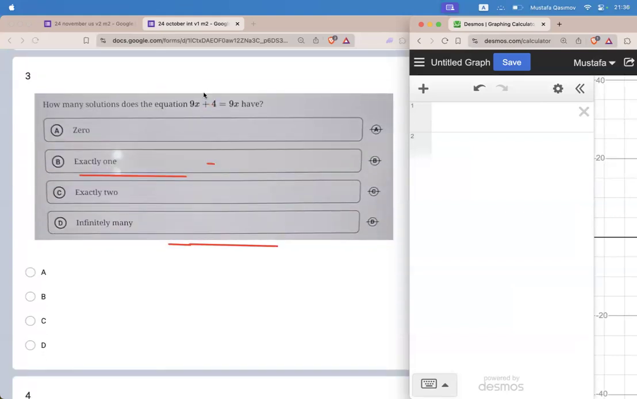Okay, how many solutions do we have? 9x will be eliminated, 0 is equal to 4, 0.